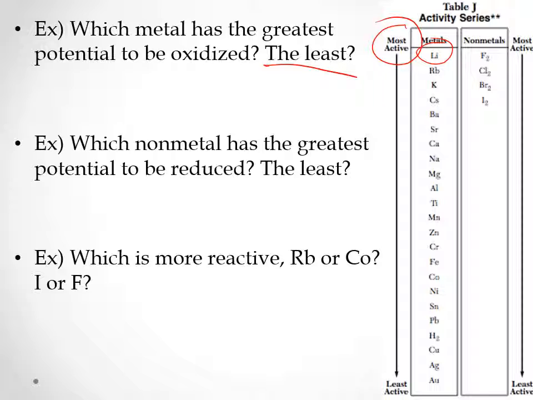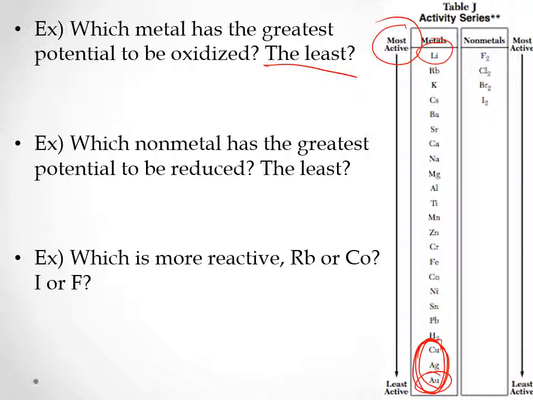And the least likely to be oxidized is gold, all the way at the bottom, which is good because these guys right here, copper, silver, gold, those tend to be pretty expensive things. If they're going to react every time we put them outside or near other elements, that's really not going to be worth our money a lot of the time. Next question says, which nonmetal has the greatest potential to be reduced? And remember, nonmetals tend to be reduced. They prefer to be reduced by gaining electrons and getting more negative charges.